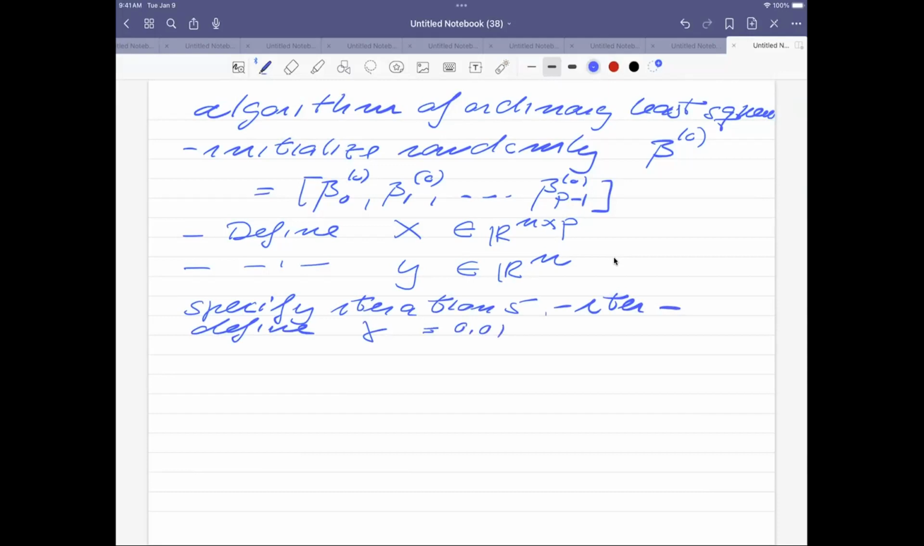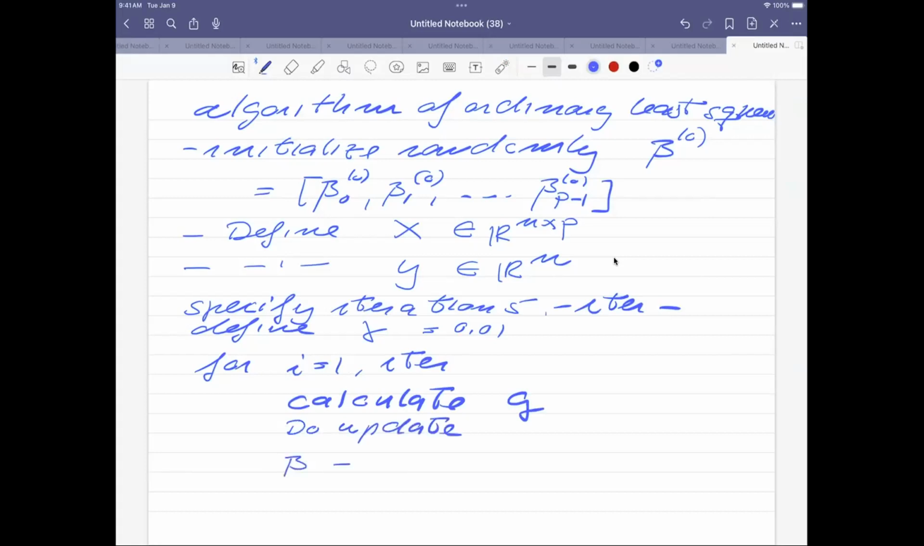Then the algorithm would be for i equal 1 to the final number of iterations, iter. Now, this is a stupid way of doing it, because you would have to put in a test on convergence. So let's do this without a convergence test. Then you would calculate the gradient G. When you have the gradient, then you do the update. And this is normally written like this: beta is now given by beta minus this parameter gamma times G.